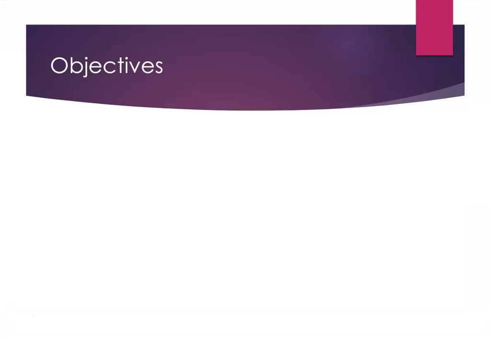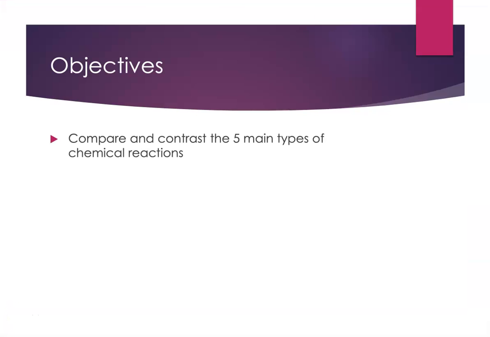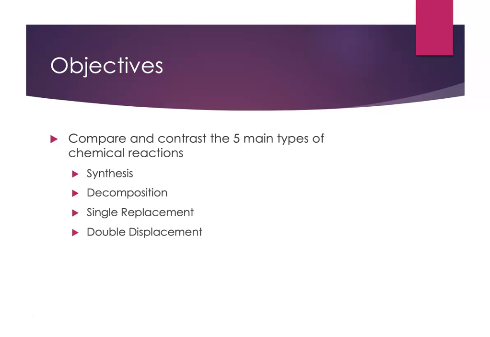So what should you be learning in this webcast? Well, first, we're going to compare and contrast the 5 main types of chemical reactions that we study in a first-year high school chemistry course. These 5 types include synthesis reactions, decomposition reactions, single replacement, double displacement, and combustion reactions. And we're going to talk about the patterns that go along with each one to help you recognize them.